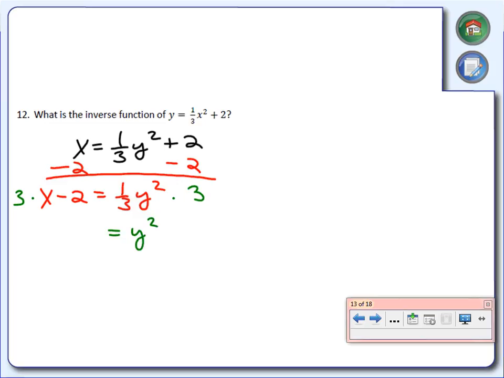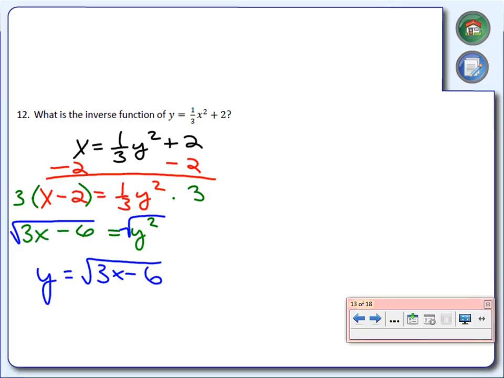Now, here's where we've been messing this thing up all day long. Some people have been writing this as 3x minus 2, which is incorrect. And that's because I need to take this 3 and multiply it by the left-hand side, which means I'm going to have to use a little distributive property. So 3 times x is 3x. 3 times -2 is -6. Almost there. All right, what do I got to do now? Square root. Opposite of squaring is square root. Now I've got the y by itself, and it ends up being the square root of 3x minus 6.